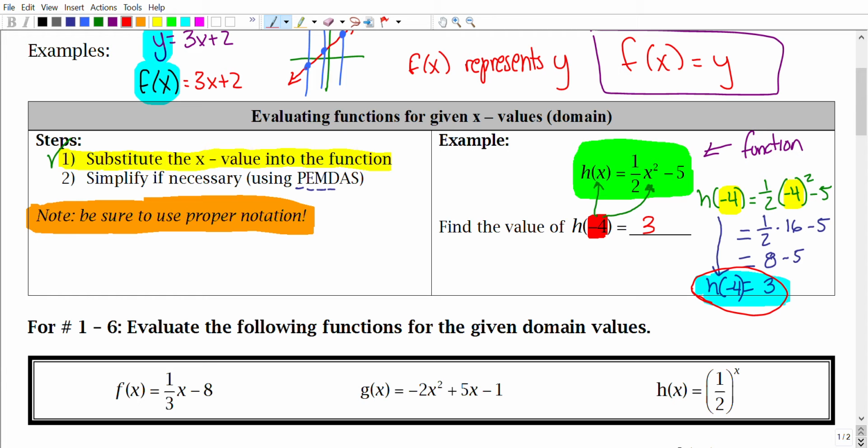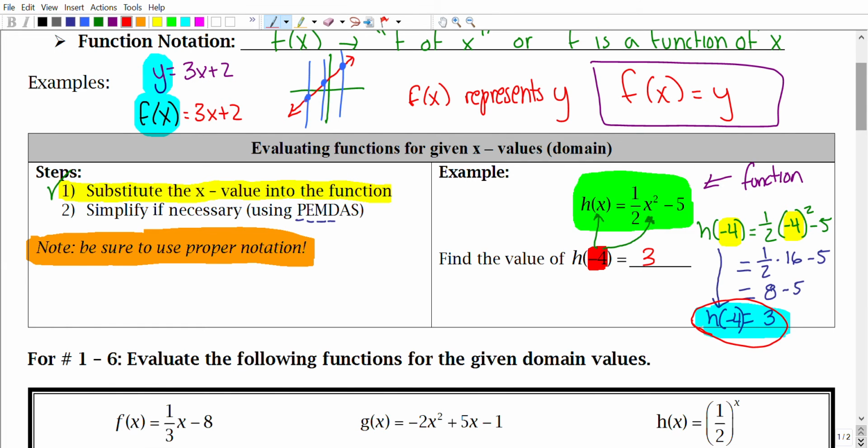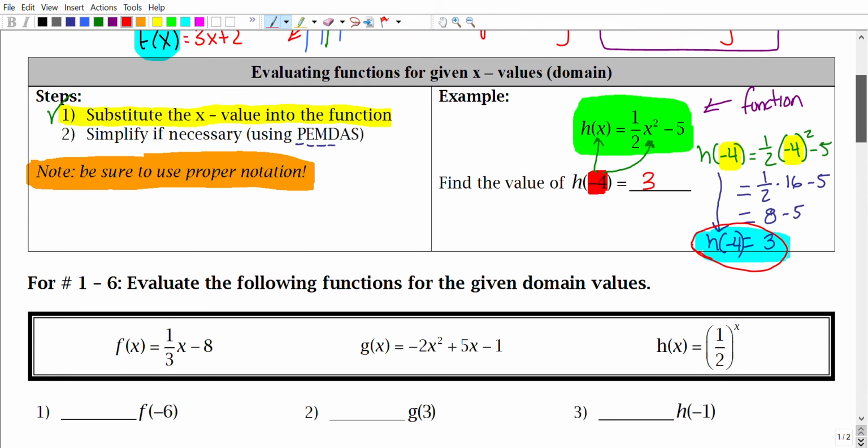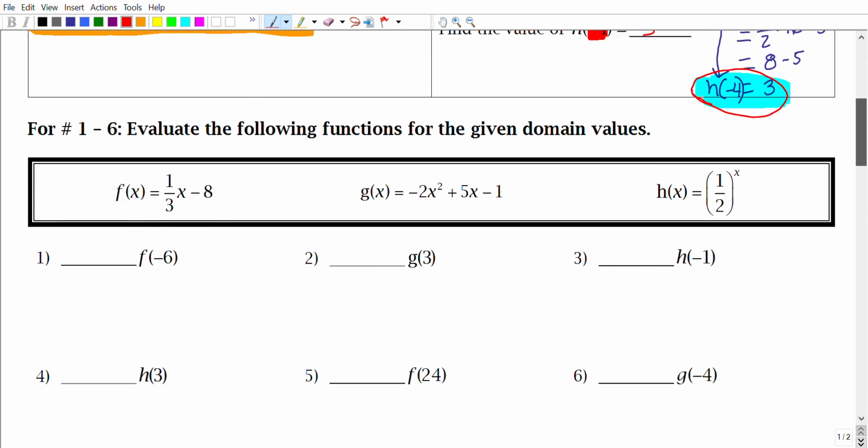All right, guys, so what did we have? Like I said earlier, we had an x value. We substituted into our function, and then out came a y value, or a result. Okay, and I want you to keep that in mind because we're going to need that a little bit later. So let's go ahead and try out a few more problems.